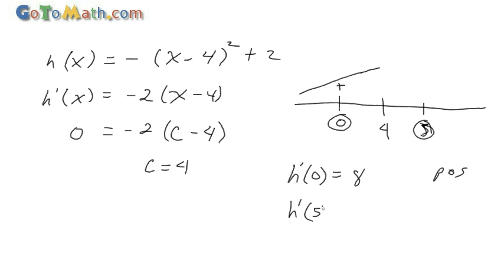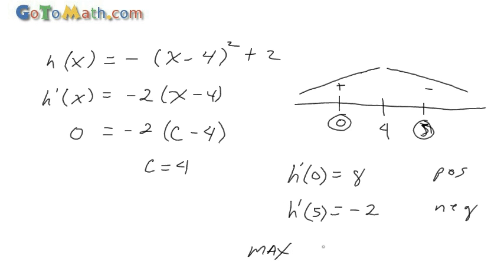And then we're going to do h prime, do our other test point, and that was 5. Okay, plugging 5 in. And of course 5 minus 4 is 1, so 1 times negative 2 is negative 2. So that's a negative number. And we know the graph now is decreasing. So increasing, decreasing, this must be a maximum. Okay, of course we're calling it a relative maximum. All right, so 4 is a max.